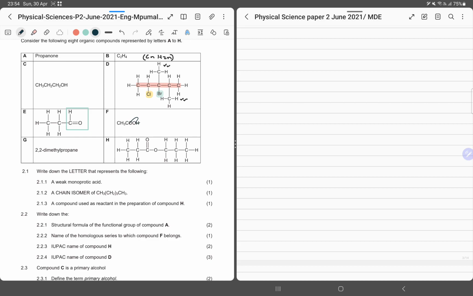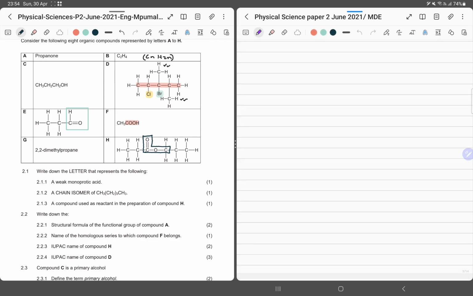And then here, we've got the COOH, which tells us we've got a carboxylic acid. And then we've got a 2-methyl propane. That's just a branched alkane, okay? And then here we've got an ester. So we've got an ester there. Anyway, we are sorted. Let's just move on. It says now write down the letter that represents the following.